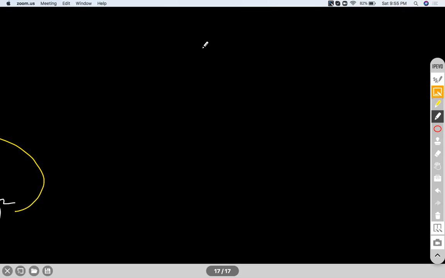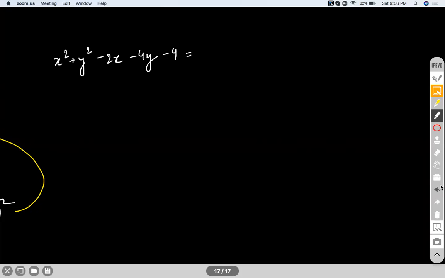Question is, find the equation of the director circle of x square plus y square minus 2x minus 4y minus 4 equal to 0. It may look like a 9, but it's minus 4.